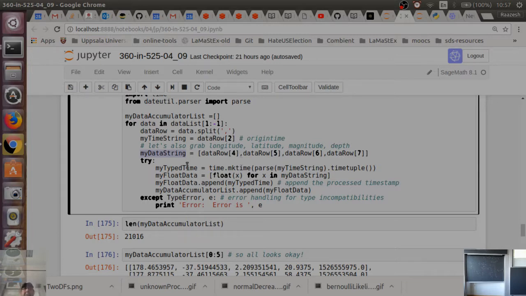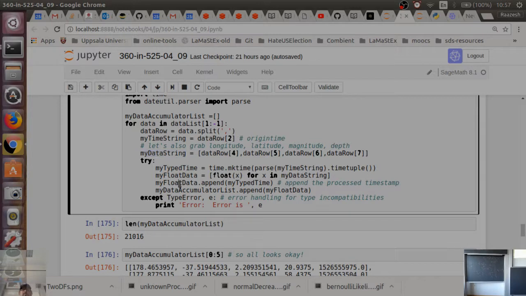Now I'm going to try my type time is time.makeTime, parse my time string, time tuple, right? This is exactly what worked for us, at least for the first 2 strings in this format. So let's hope it'll work. Then my float data is I'm just applying the float type casting to each x in my data string. That's just longitude, latitude, magnitude, depth. They were all beautiful floating point numbers. We knew it worked last week for the whole thing, so let's stick to that.